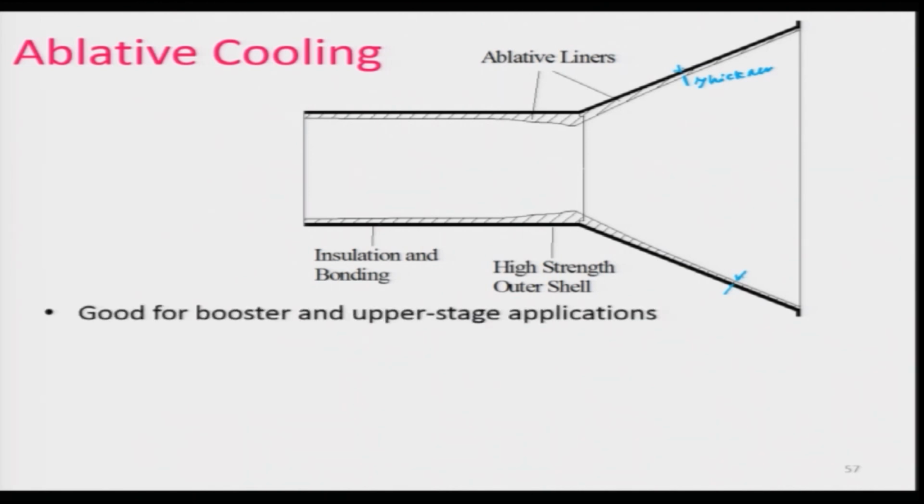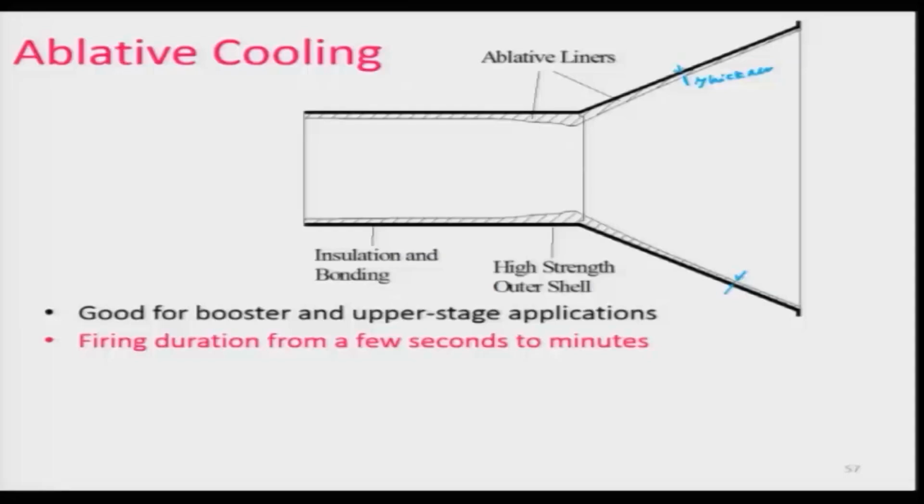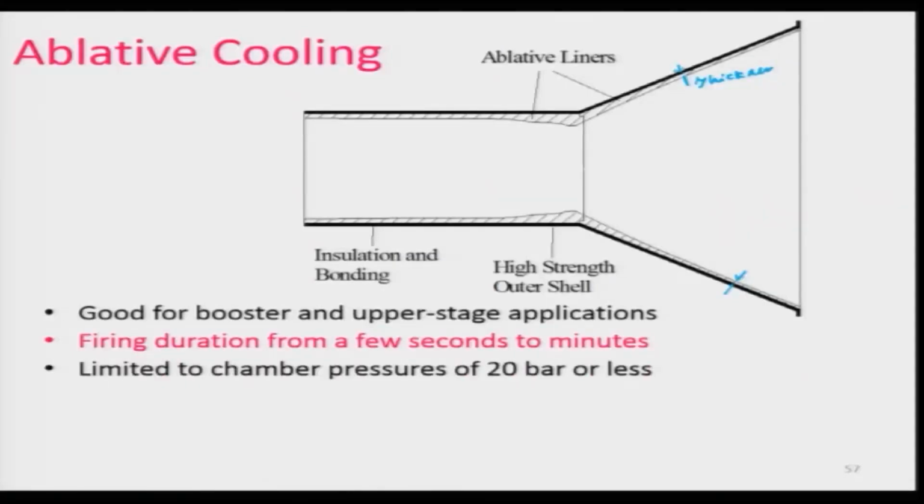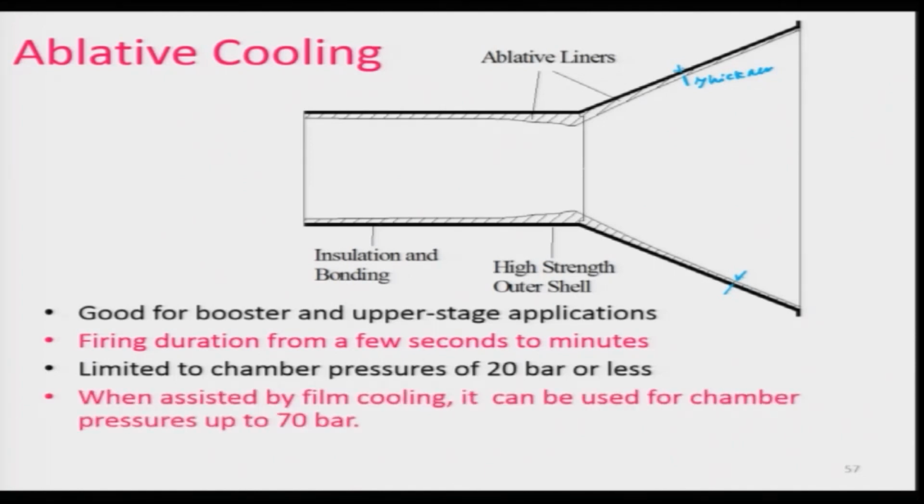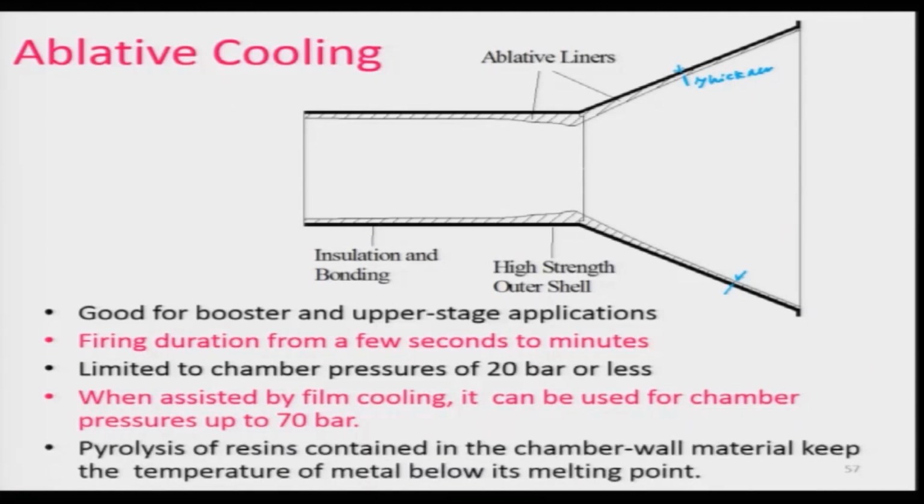Ablative cooling is quite good for booster and upper stage applications, and the firing duration of the rocket engines varies from a few seconds to minutes. As I told, the duration should be small, and it is limited to a chamber pressure of 20 bar or less, otherwise this will get deformed, and when assisted by film cooling, it can be used for a chamber pressure of up to 70 bars. And pyrolysis resins contained in the chamber wall material keep the temperature of the metal below its melting point, and also below the operating temperature at which it would get eroded, such that the integrity of the engine is not at stake. So, with this we will stop.